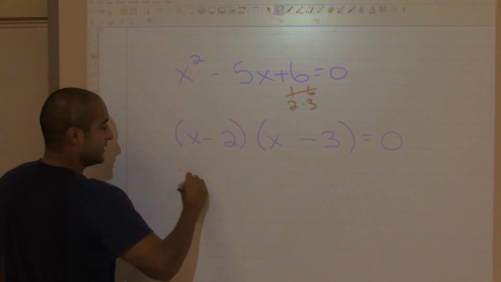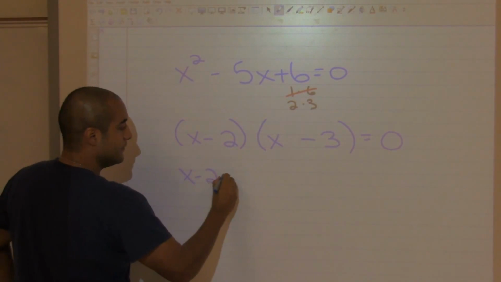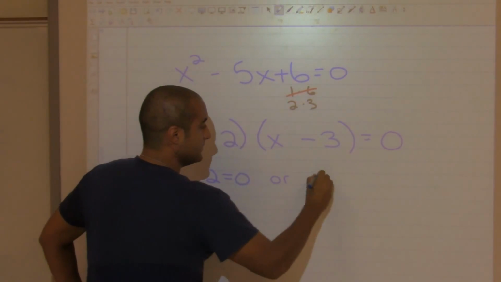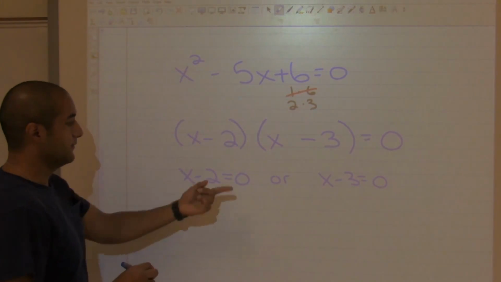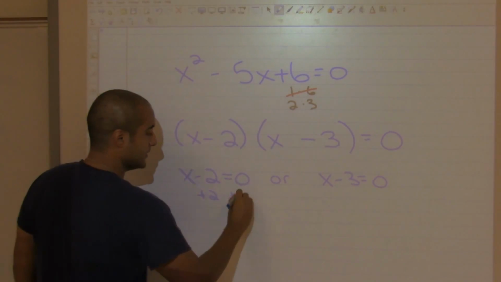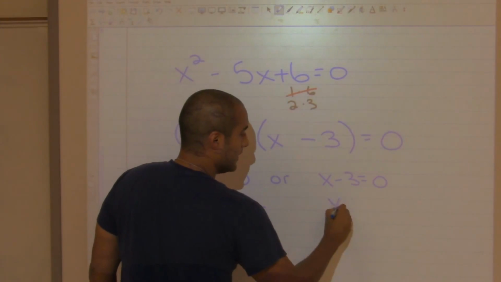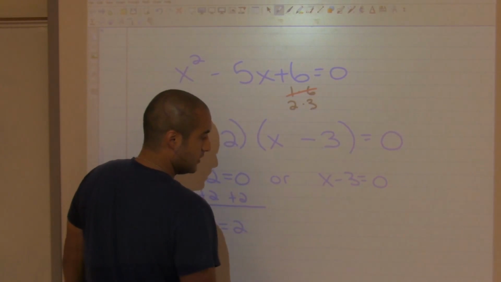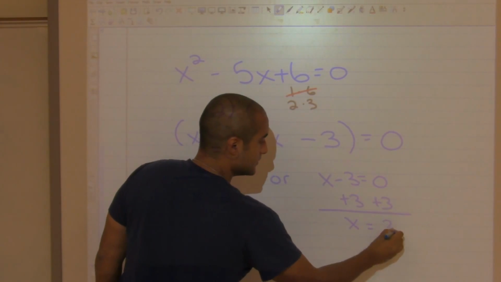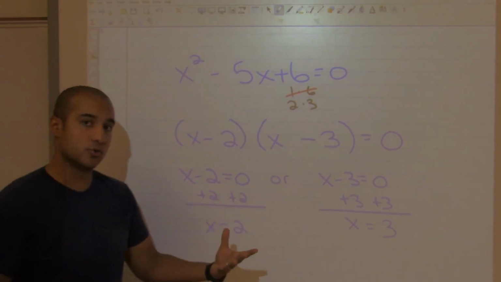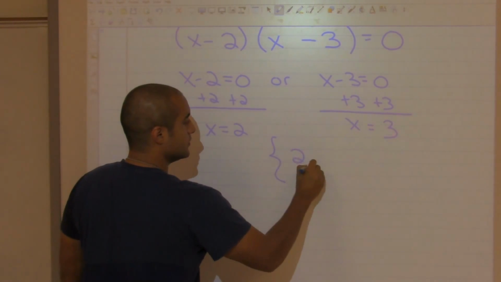So I'm going to split it. x minus 2 is equal to 0, or x minus 3 is equal to 0. So you have two things to solve. Plus 2 plus 2, x is equal to 2, or plus 3 plus 3, x is equal to 3. So your solution set is 2, 3.